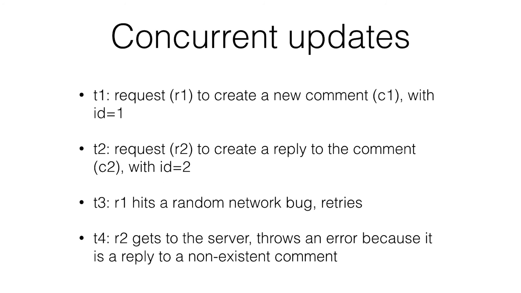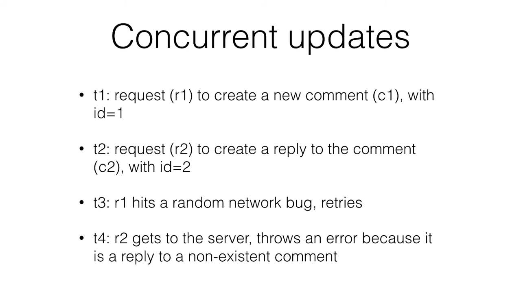Okay, the other problem is concurrent updates. So we'll just go through a quick example. If you have multiple requests being sent to the server at the same time, and you have two pieces of data that depend on each other, this will happen. It's also with IDs. If you create a new thing, and then you attach something else to that thing, and the first thing hasn't finished sending, the server will error because it doesn't know what you're updating.